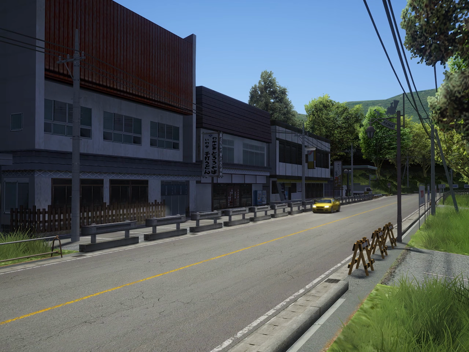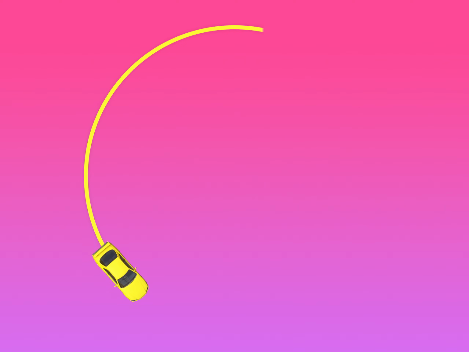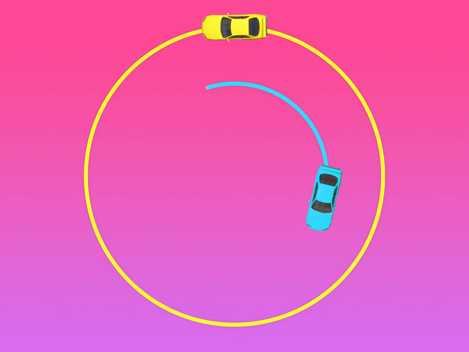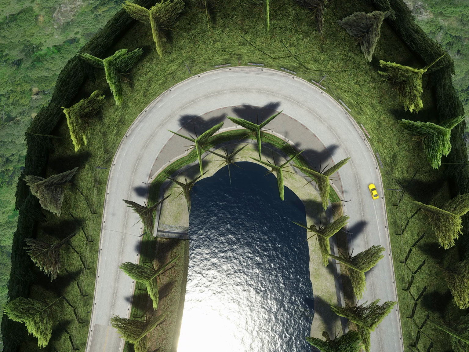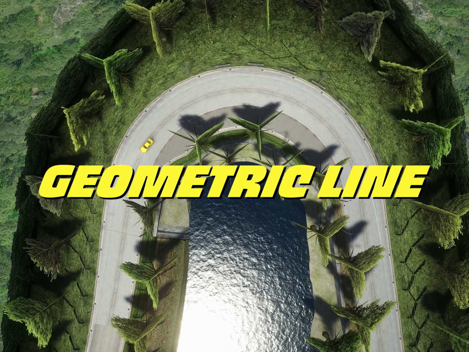I want to start the discussion on how to master the racing line with a reasonably obvious piece of physics. Corner speed is proportional to corner radius. But what does this mean exactly? Simply put, the more speed you carry through a corner, the larger the radius of the turn must be. Alternatively, the tighter the radius of the corner, the slower you must drive.